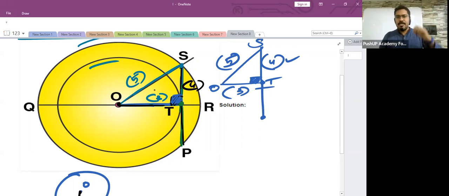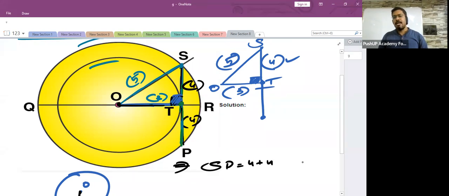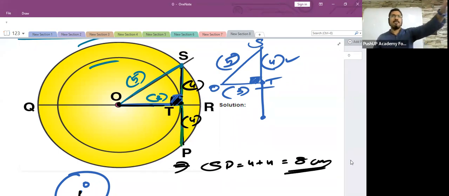Yes. So out of which one portion is TS, which is 4 centimeter. So it's quite obvious. The other portion TP will also be equal to 4 centimeter. So this implies the length of SP is equal to 4 plus 4, that is equal to 8 centimeters. Am I clear with this? Clear? Children, please refer to this once again.